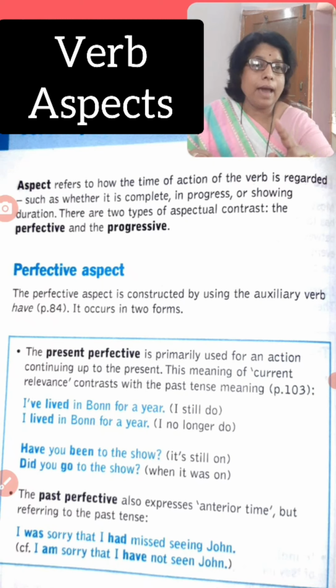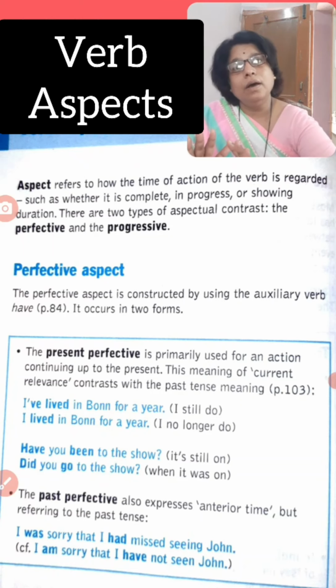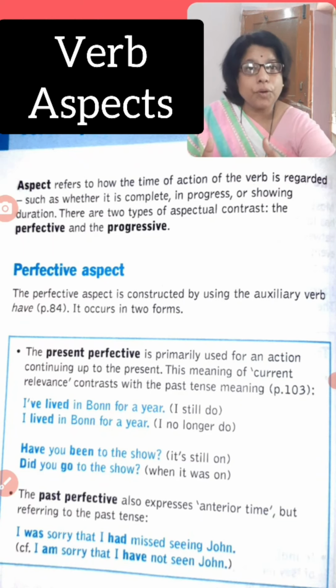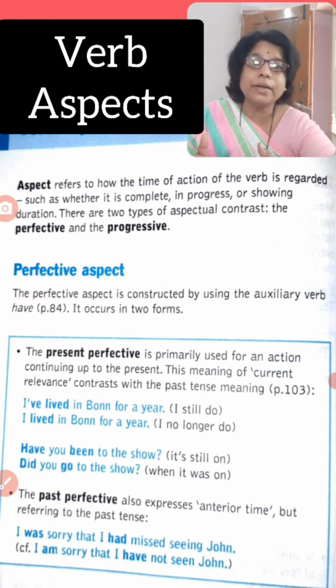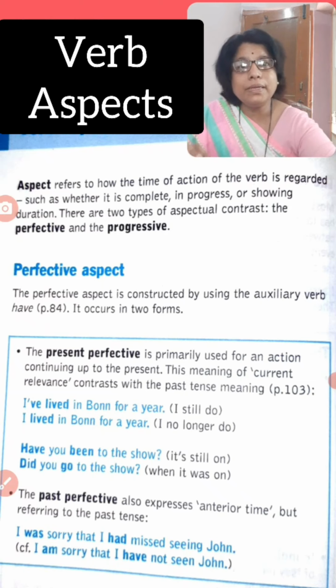That is have plus lived. Have plus past participle of the verb. That is the perfective aspect. That is the present perfective aspect. What is the formula for the present perfective aspect? Have plus pp. Have plus past participle of the verb.